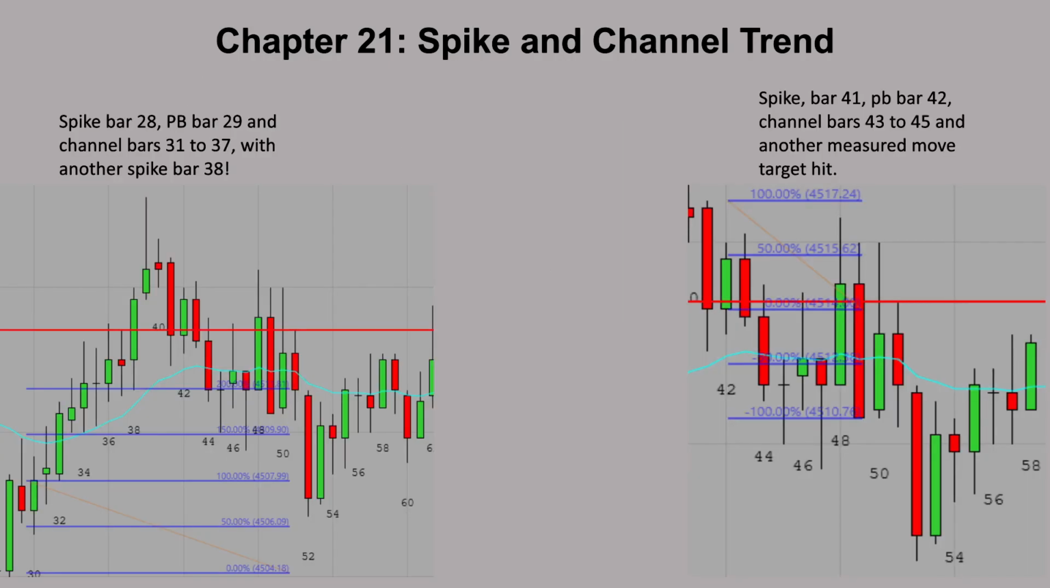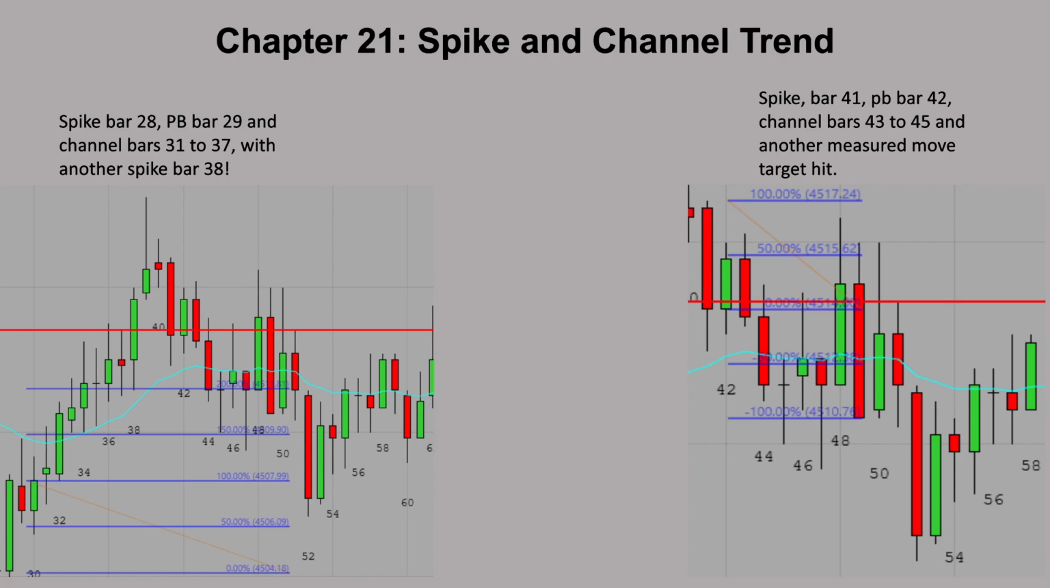So these are just some examples. As you can see, they're actually the same chart. I just had the right one zoomed in a little bit more because it was a little bit harder to see on a 5 minute. But you have a spike bar 28, and then immediately we get a pullback bar 29. It's reasonable to buy the spike. It looks like a high 1 buy, bar 30. So after the follow through, you get a channel. After the spike, you get a channel after bar 29. So it says 31 to 37, it should be 30 to 37.